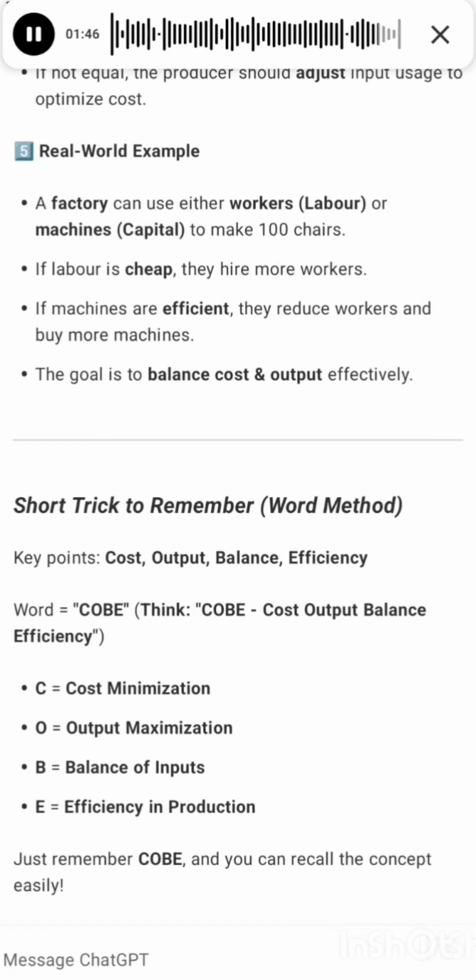C: cost minimization, O: output maximization. B: balance of inputs. E: efficiency in production. Just remember COB, and you can recall the concept easily.